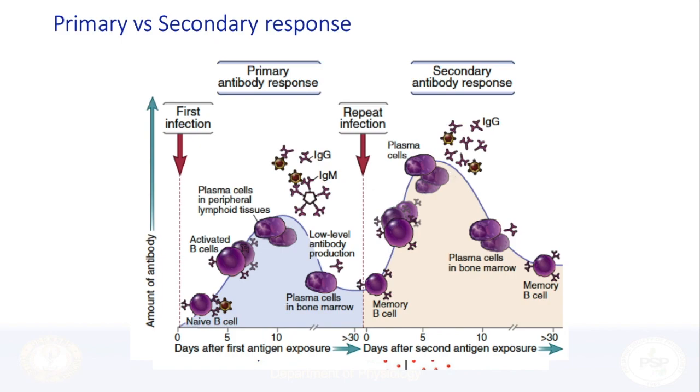Another difference between the primary and the secondary response is that in the primary response, the antibody is initially an IgM, and after a few days it will switch into IgG, as compared to the secondary response, wherein the type of antibodies produced would be IgG specifically. These are the high affinity IgGs.